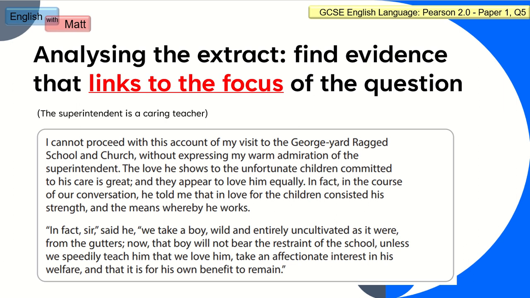In fact, sir, said he, we take a boy, wild and entirely uncultivated, as it were, from the gutters, now that the boy will not bear the restraint of the school, unless we speedily teach him that we love him, take an affectionate interest in his welfare, and that it is for his own benefit to remain.